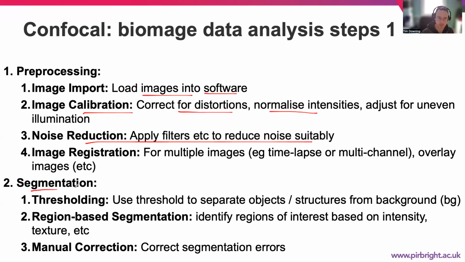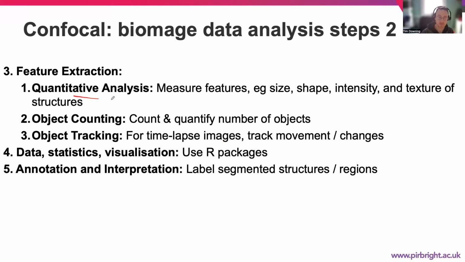Then we perform things like segmentation or thresholding to remove the kind of background intensity that might eliminate our signal. We may do partial segmentation in certain regions, and then also think about manual correction for segmentation errors. We can then extract different features from the segmented images, such as size, shape, number of different particles or things like that. We can identify how many of the objects of interest are present. And then also we can track movement if we have multiple images. We can do this using R, and that will allow us to then interpret the output.